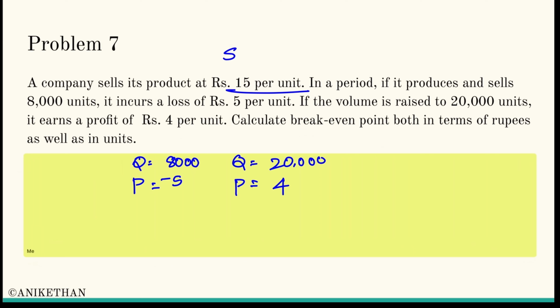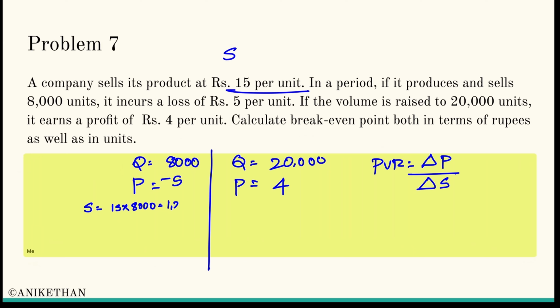This problem is very easy to solve provided you know one formula, which is your PV ratio is equal to change in profit divided by change in sales. So we have to calculate change in profit. Let us take the case of 8,000 units. So what is the total sales here? I know it is 15 per unit. So sales is equal to 15 into 8,000. So this is 1,20,000. Correct? Then what is the profit or loss? Loss is minus 5 per unit, so minus 40,000. Let's call it S1 and P1.